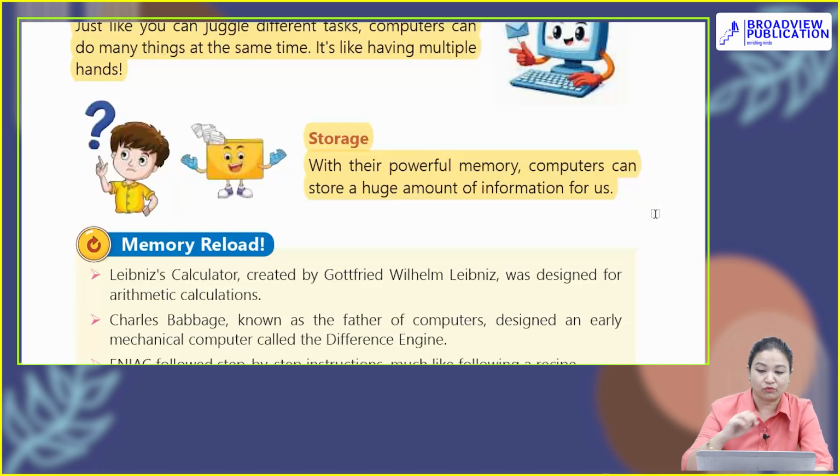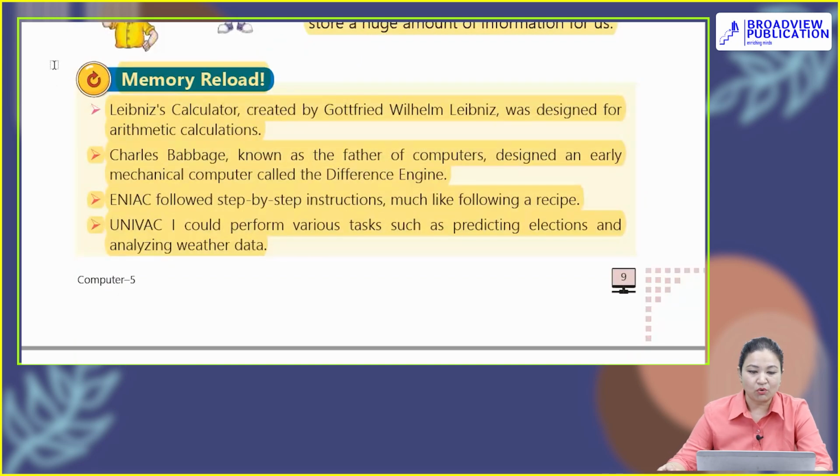Its memory is very powerful. Now, the recap. The Leibniz calculator created by Gottfried Wilhelm Leibniz was designed for arithmetic calculations. Charles Babbage, known as the father of computers, designed an early mechanical computer called the difference engine. ENIAC followed step-by-step instructions, much like following a recipe. ENIAC 1 could perform various tasks such as predicting elections and analyzing weather data.